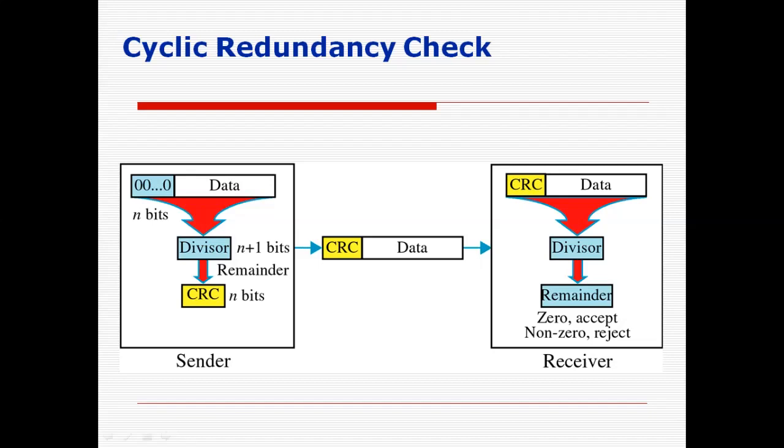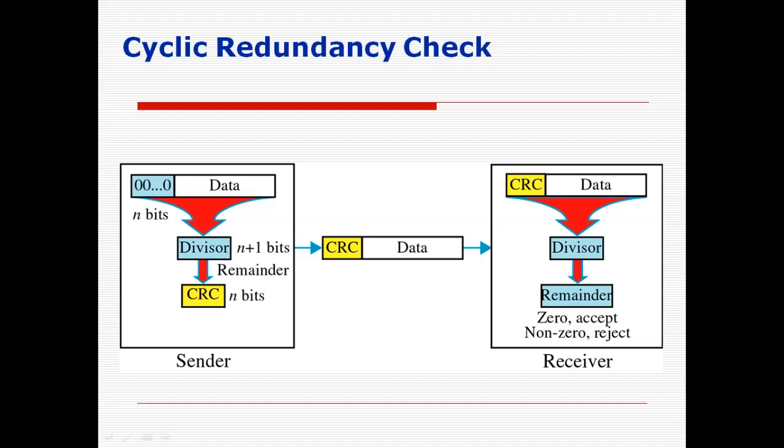CRC is nothing but the remainder, and then we will remove this redundancy. We will use the data, and in place of the redundancy bits we will use the CRC bits here. So we remove all the zeros from the data during transmission, and send the original data plus CRC. Now we will transfer this.